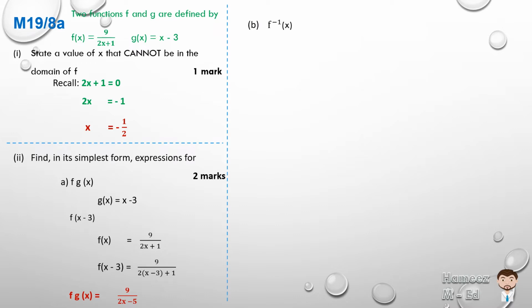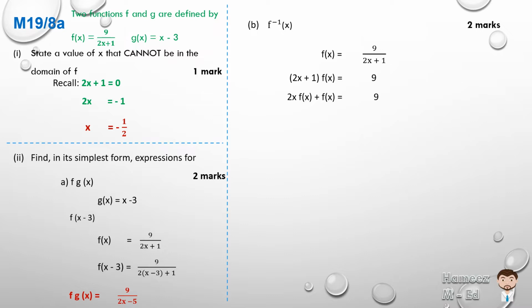Part B. Find in its simplest form f inverse of x. So f of x is equal to 9 over 2x plus 1. So we'll try to make x the subject of the formula. So we have 2x plus 1 as the denominator on the right hand side. Let's bring it across. So we're going to get 2x plus 1 times f of x is equal to 9. And let's expand: 2x times f of x plus 1 times f of x is equal to 9.